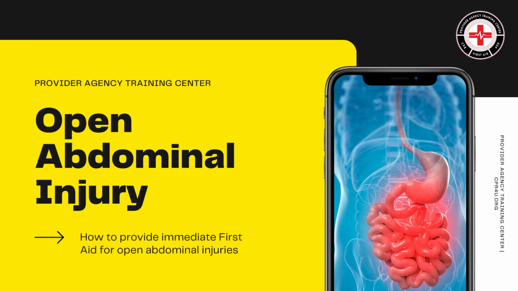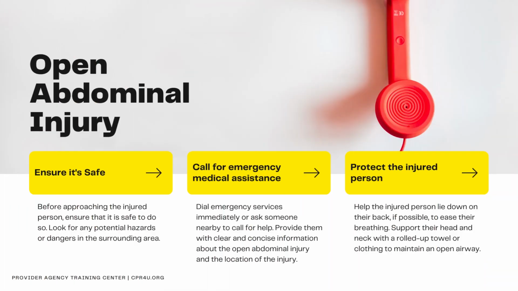Welcome to this section on open abdominal injuries. In this training, we will discuss how to provide immediate first aid for open abdominal injuries, which are serious injuries that expose the internal structures of the abdomen. Encountering an open abdominal injury can be alarming, but it's crucial to stay calm and act quickly to assist the injured person until medical help arrives. As with open chest wounds, you will ensure your safety, call for emergency medical assistance, and protect the injured person.